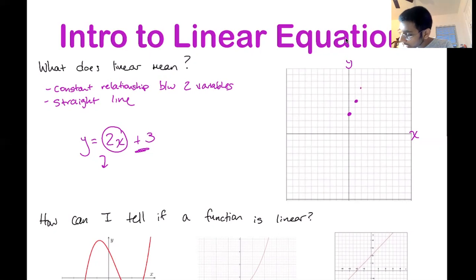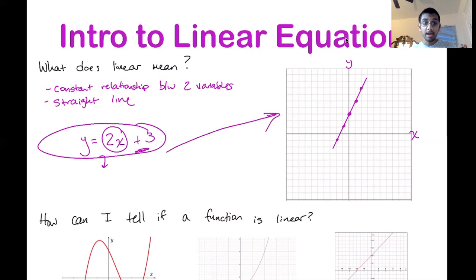But you don't have to worry about how to calculate this yet. I'm just going to show you, if I was to graph this, we would get a straight line. And that is all you should know for the moment: a linear equation, when we graph it, is going to give you a straight line like that.